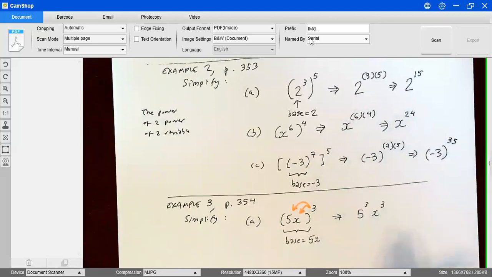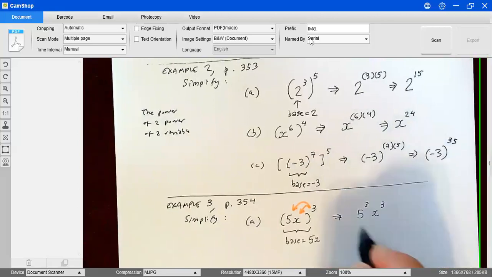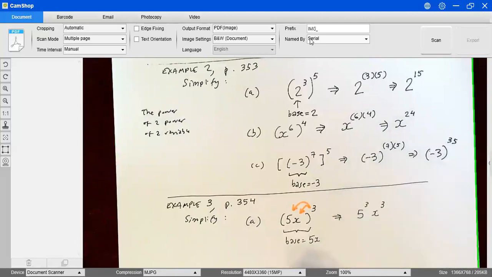So the base was broken into different bases. One base now is 5 to the 3rd, the other base is x to the 3rd. So we are breaking a base that is written in factor form. That's the application of the 3rd rule.